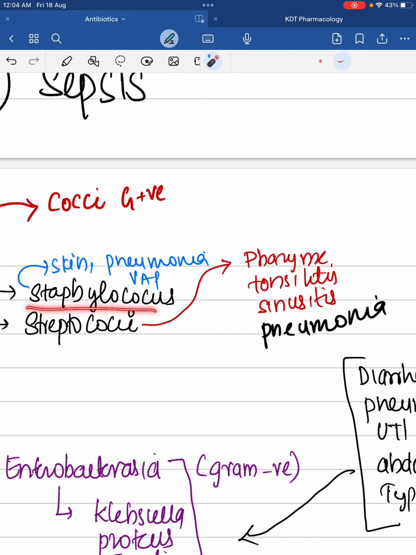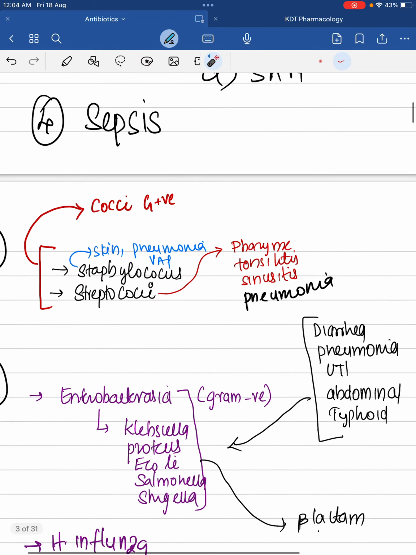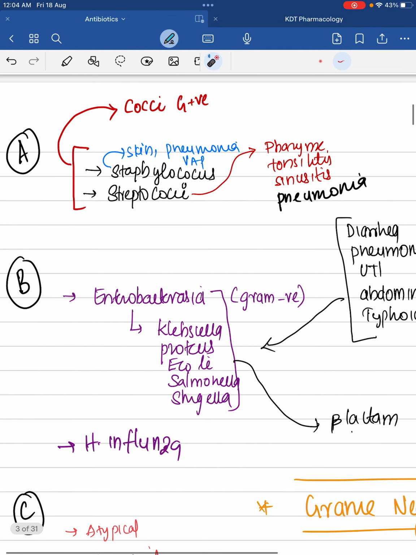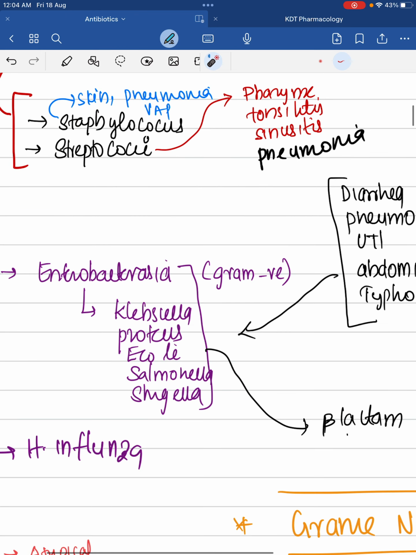and pneumonias, especially complicated pneumonias, ventilator associated pneumonia, etc., can be caused by Staphylococcus. The next, second group of organisms, are gram negative organisms. The main gram negative organisms are Klebsiella, Proteus, E. coli, Salmonella, Shigella and Haemophilus influenzae.